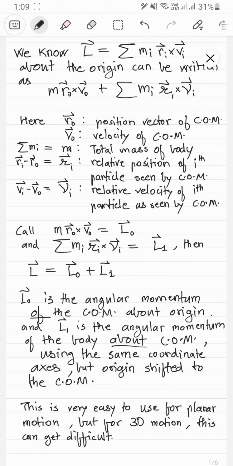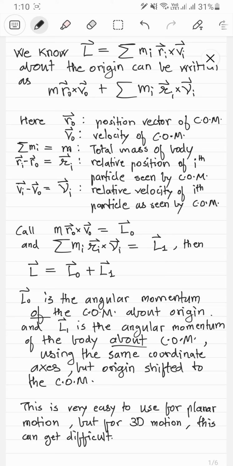So this video is about finding the angular momentum of a gyroscope. We know that for any rigid body, you can split the angular momentum into the spin angular momentum about the center of mass and the orbital angular momentum of the center of mass about the origin. You can always do that.